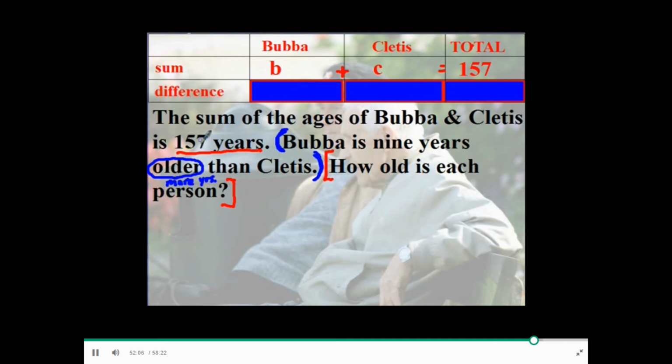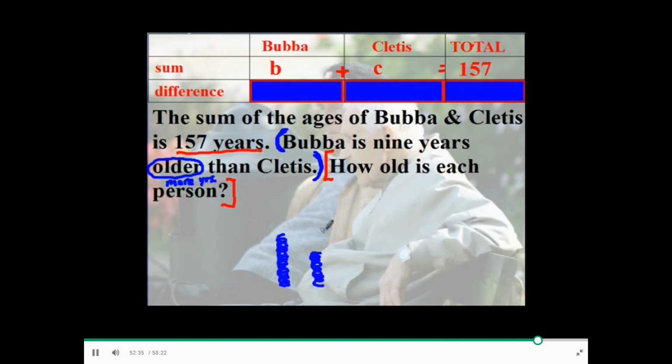So let's pretend that Bubba and Cletus have kept all of their birthday cakes from the time that they were first 1 year old until now. There's a big stack of cakes. Some for Bubba and some for Cletus. We don't know which stack belongs to which person, but they're the stacks of cakes. Now we know that Bubba is 9 years older than Cletus, so which person should have the bigger stack of cakes? Hopefully you said Bubba.